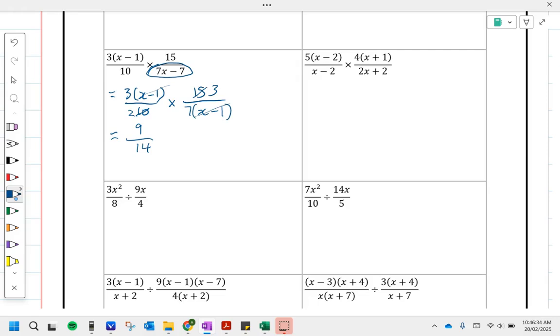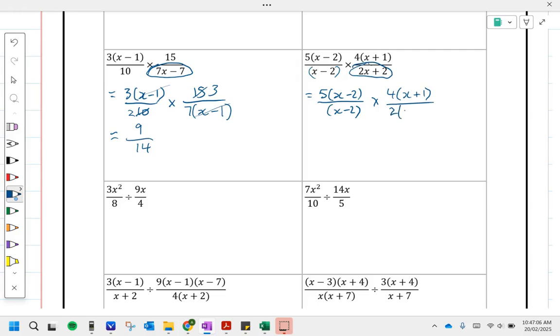Okay, so we can see this is factorized, this is factorized, this is not, so you can just put brackets around it. Now it is. This one's not because of that plus sign. So we need to rewrite the question. 5 bracket x minus 2 over bracket x minus 2 times 4 bracket x plus 1, all over. Okay, when we look at this, we can take out a 2.